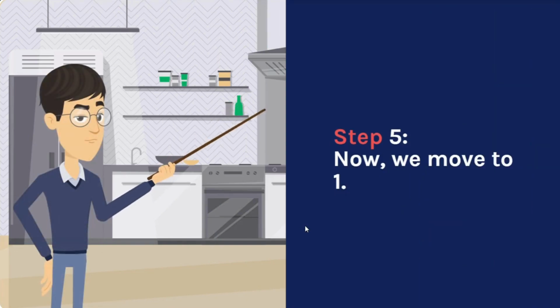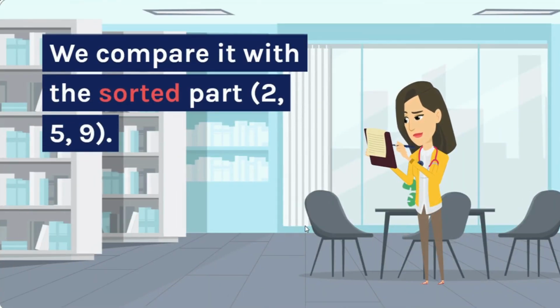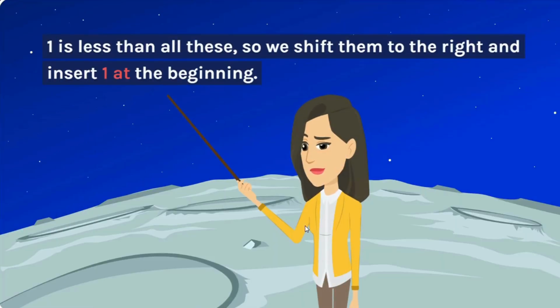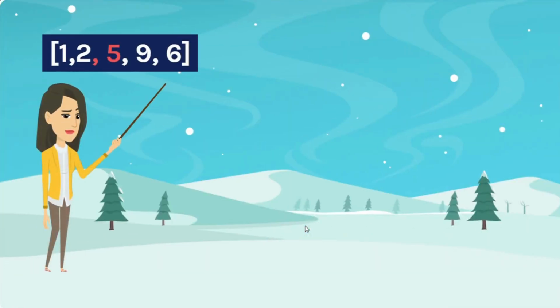Step 5. Now, we move to 1. We compare it with the sorted part, 2, 5, 9. 1 is less than all these, so we shift them to the right and insert 1 at the beginning: 1, 2, 5, 9, 6.